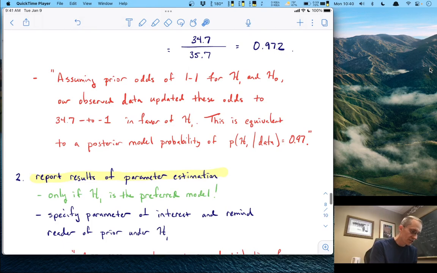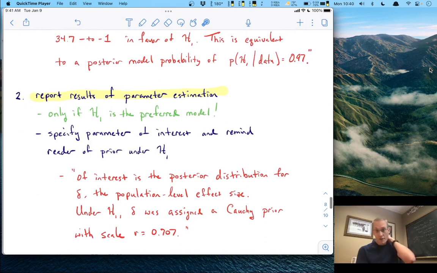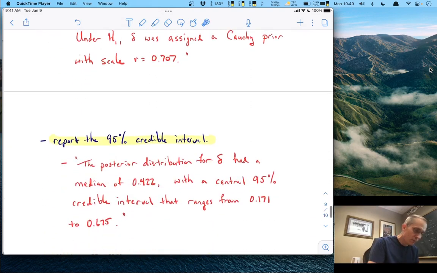So what we want to do first is specify our parameter of interest and remind the reader of the prior under H1. So of interest is the posterior distribution for delta, the population level effect size. Under H1, delta was assigned a Cauchy prior with scale R equals 0.707. Again, nothing new, just reminding the reader of what the parameter of interest is. Then we can actually go in and report things.